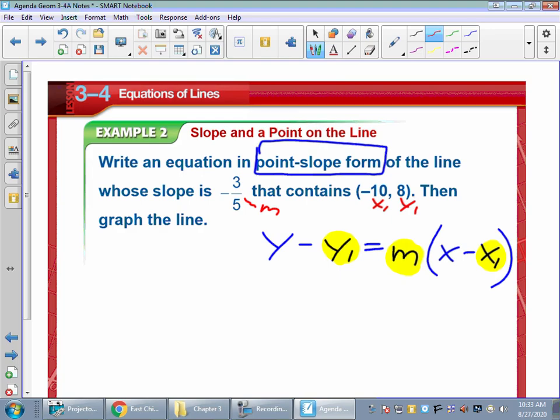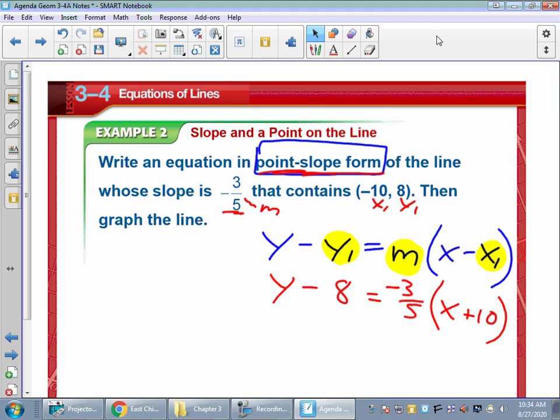Let's go y minus my y coordinate, it's 8. So y minus 8 equals my slope, which is right here, -3/5. And then x minus my x coordinate. You just have to be careful here because my x coordinate is negative. So it would be x minus a -10, which is actually going to make that x plus 10. And there is my equation in point slope form. That's what they wanted, point slope form, and I've got it right there.